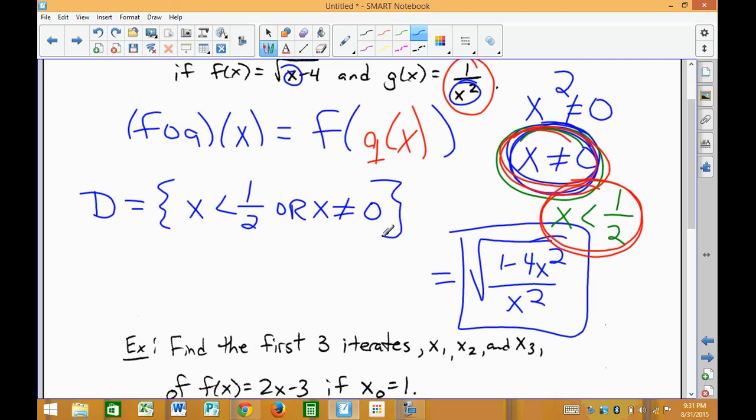Okay, so there's really no nice way to write that. And this is in what's called set notation. It's basically saying that you can't plug in something less than 1/2, and you definitely can't plug in 0. Now, do we really have to say x can't be 0? No, we do have to say that because we're saying that we can plug in things less than 1/2. That's when it works. Okay, so this is our domain.